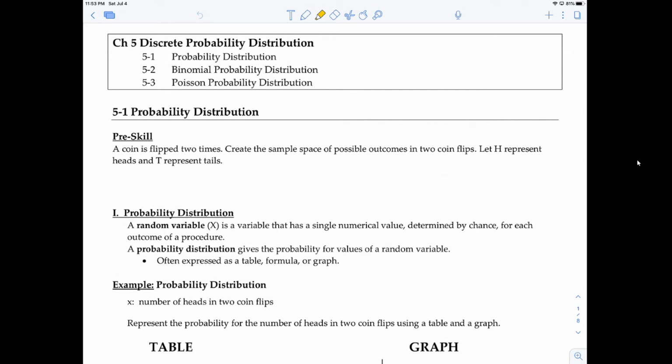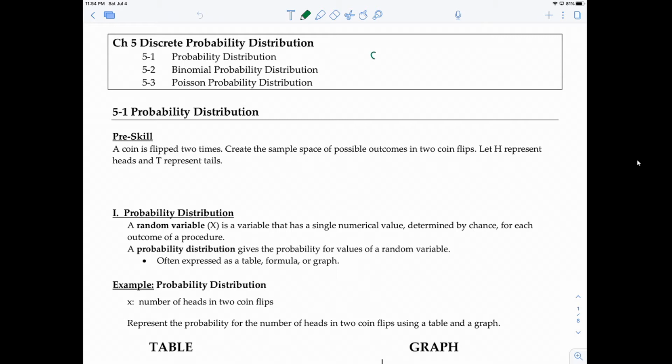In this video, I'm going to be covering section 5-1, probability distribution. So this is the first section in chapter 5, and this is the first introduction into a probability distribution. I kind of want to give you guys an overview of what's to come in the next few sections. Chapter 5 is on discrete probability distribution, and chapter 6 is on continuous probability distribution.